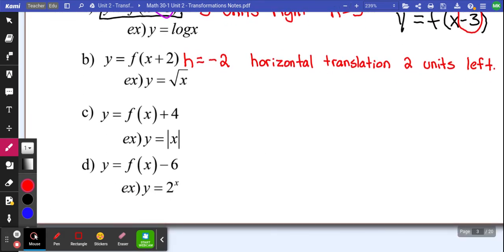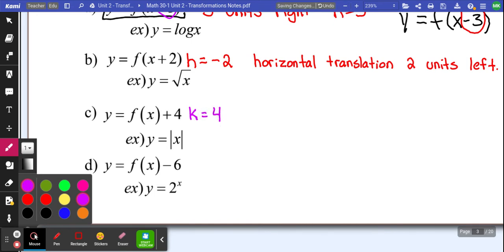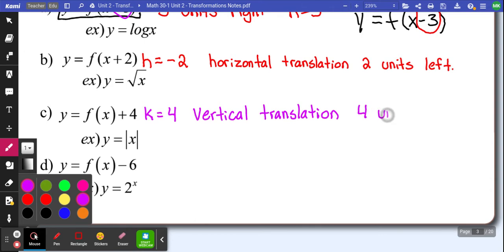So if you look at C, what value is there? Is it an H or a K? That's a K value. Perfect. What does K equal here? K equals 4. My computer is not going to let me write. All right. So this is a vertical translation. Vertical translation means it's shifted up or down, because it's vertical. Vertical translation 4 units up. So when K is positive, you're going up.